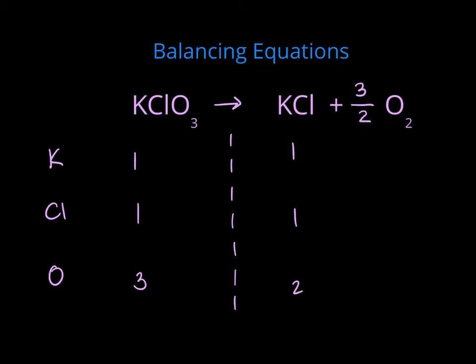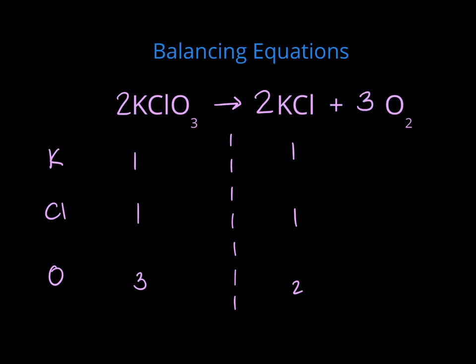So the only thing I know of right offhand that I can multiply 3 over 2 by to make it a whole number is 2. Because if I multiply 3 over 2 by 2, I just get 3. But if I multiply my 3 over 2 by 2, I have to multiply all the rest of my coefficients by 2. So I'm going to end up having 2 potassium chlorates, 2 potassium chlorides, and 3 oxygens.